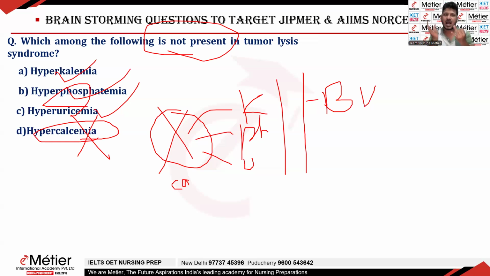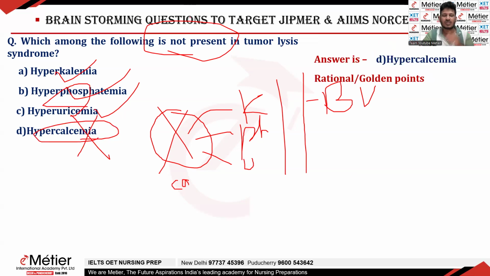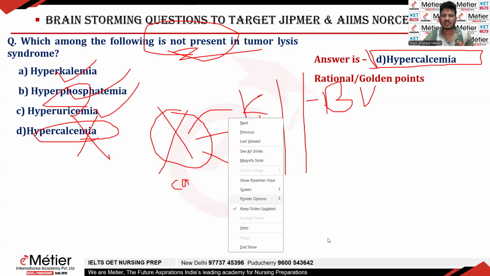Hyperkalemia, hyperphosphatemia, hyperuricemia and hypocalcemia: these are the four correct things that should be there in tumor lysis syndrome. Whereas here they have mentioned hypercalcemia, so this is the wrong one. Because it is a "not" question, the right answer is option D, hypercalcemia, which will not be there in tumor lysis syndrome. You understand the concept?